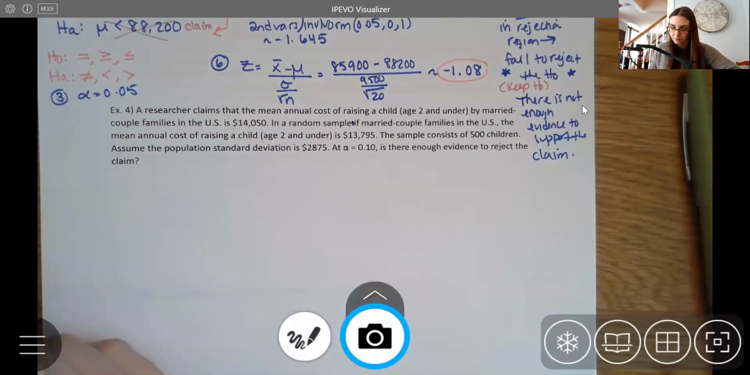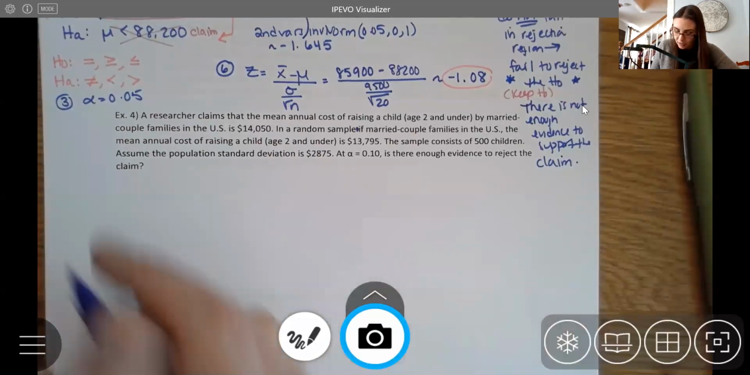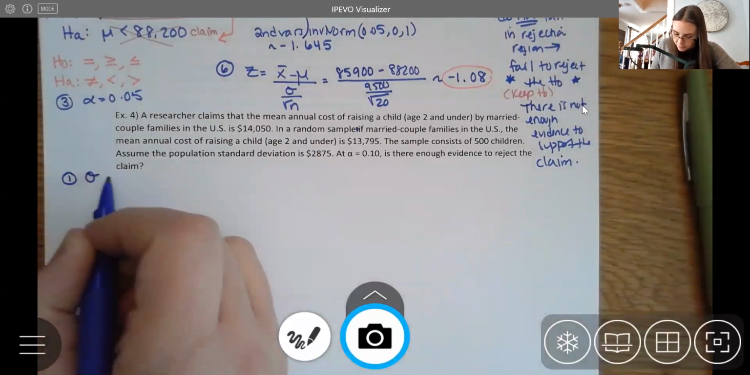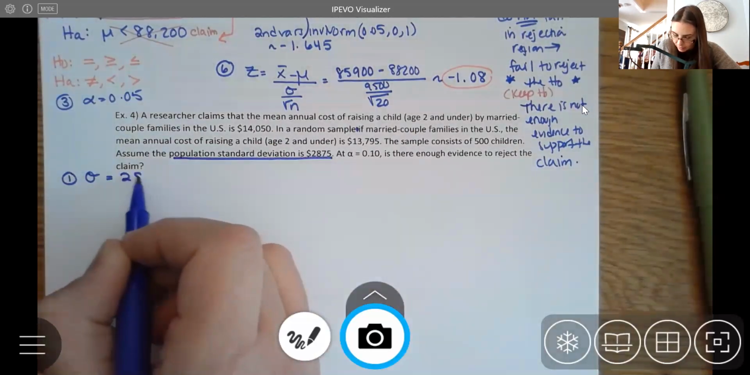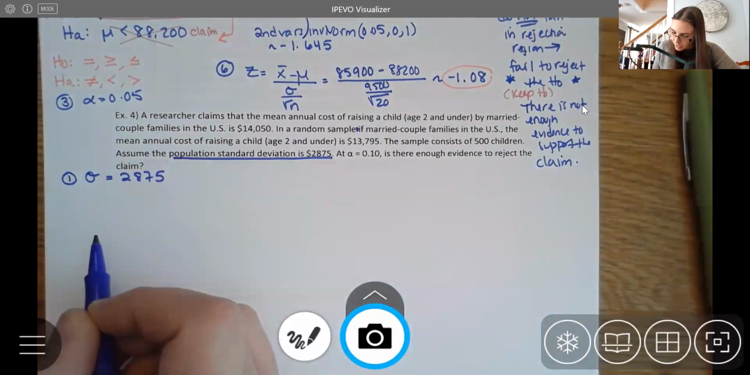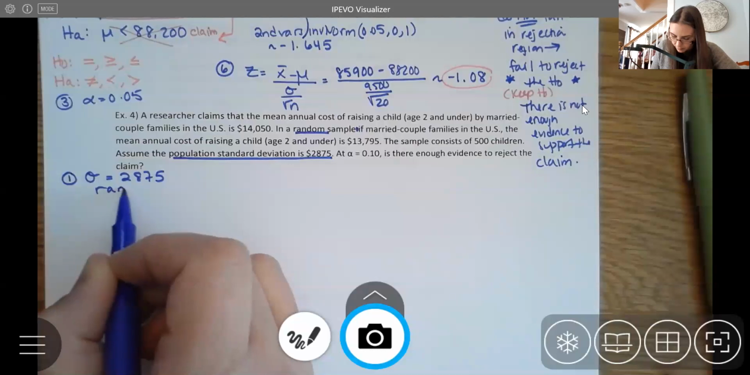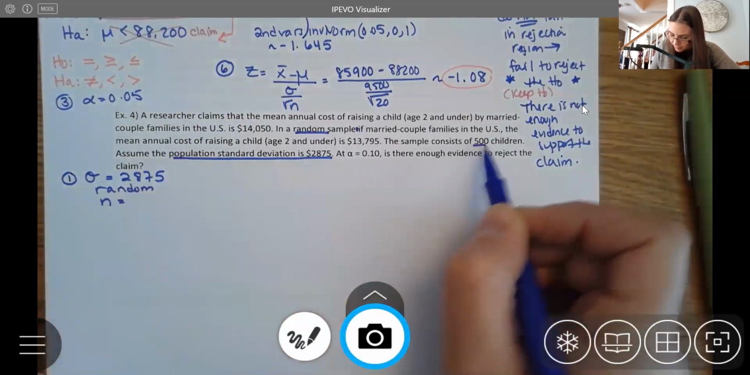Okay. So in this case, we want to reject the claim. So let's start from the beginning first. So do I have sigma? I do, right? The population standard deviation is $2,875. I do have a random sample here. And my N is actually equal to 500.